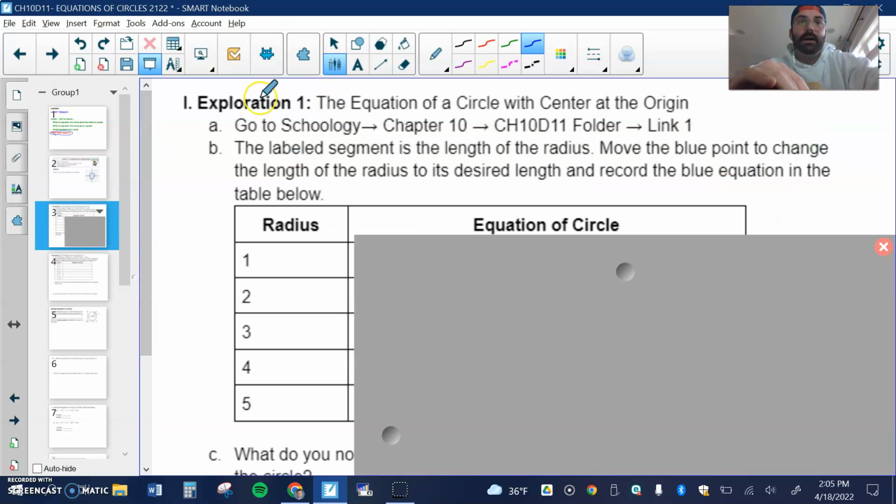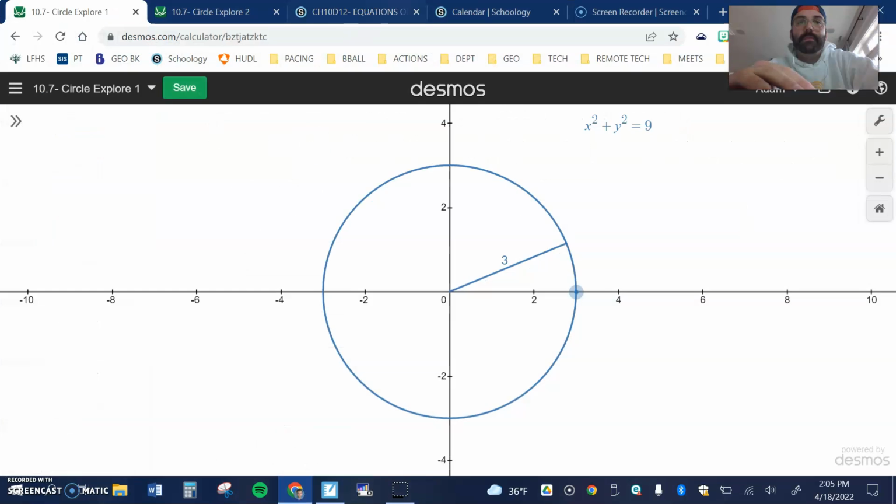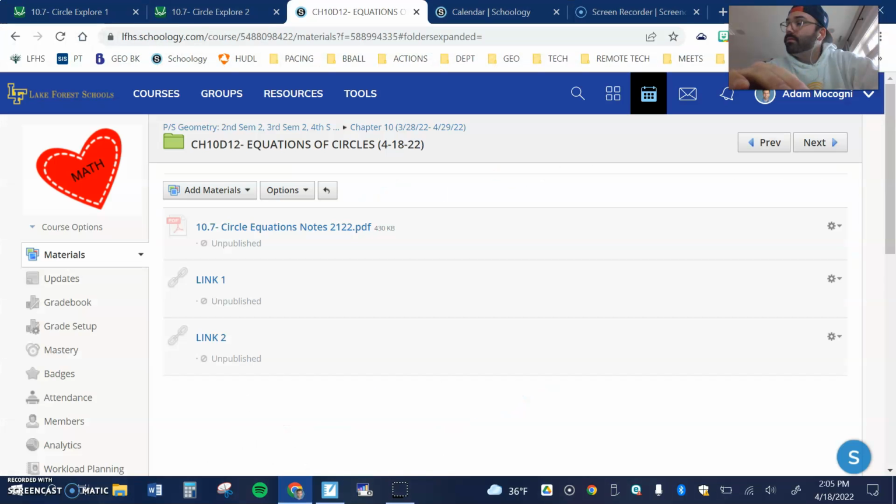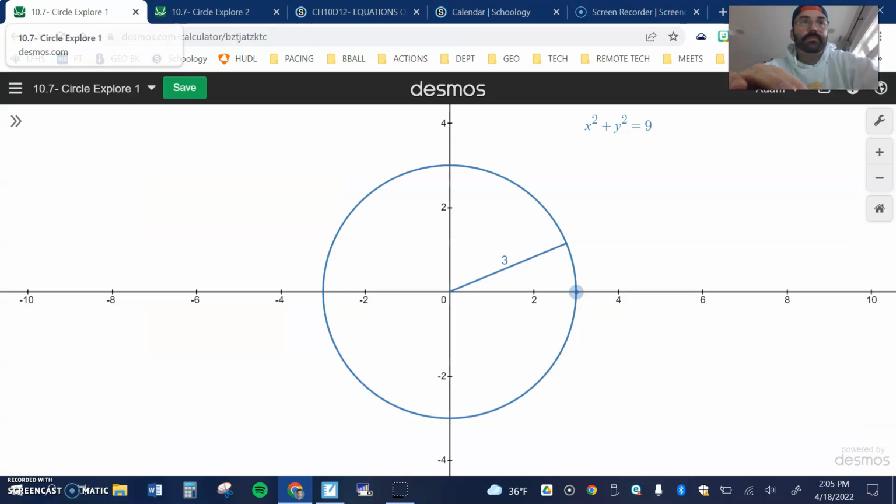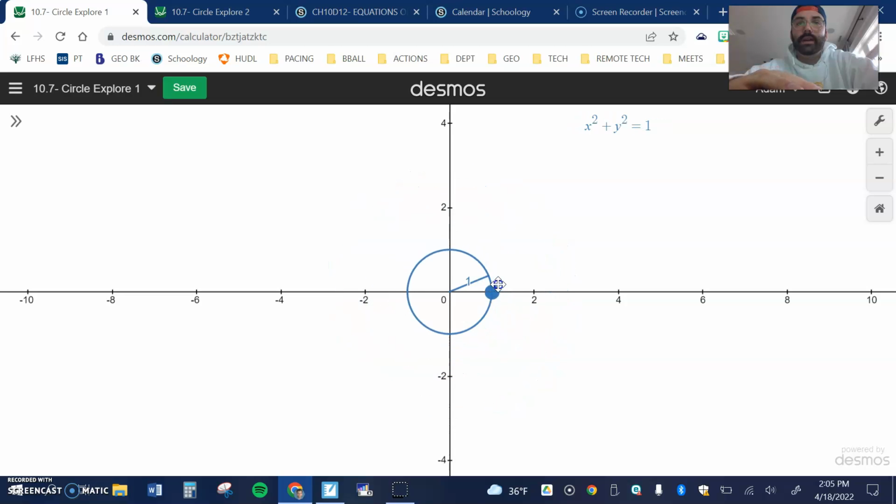So you guys can follow along with me on here, or you can try and do this yourself. It may be fun to play around with this a little bit if you want to. That's entirely up to you. If you go in today's Schoology folder, you'll see links here. In our first link, we're trying to make a circle with the radius of 1 and write down the equation.